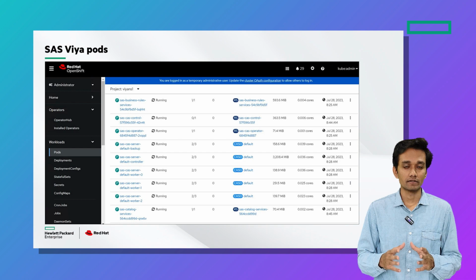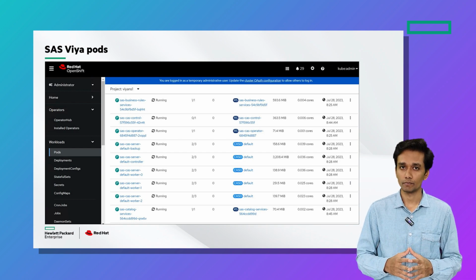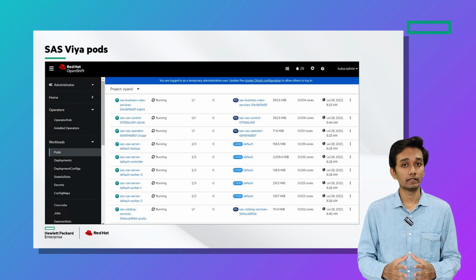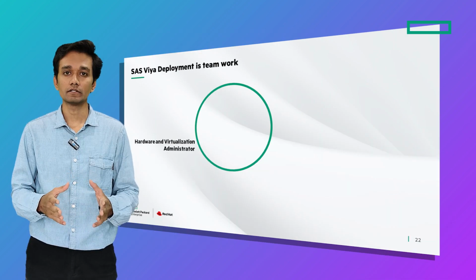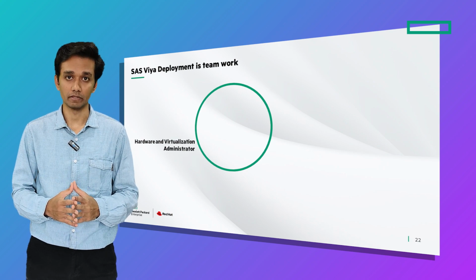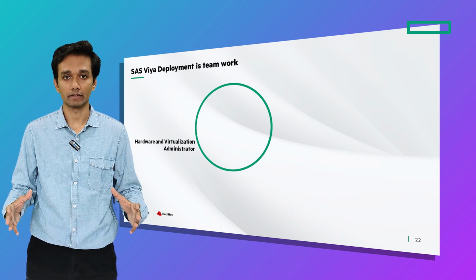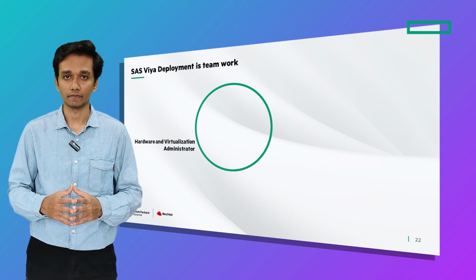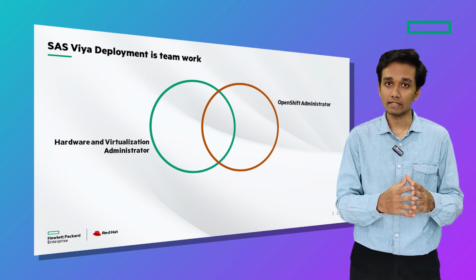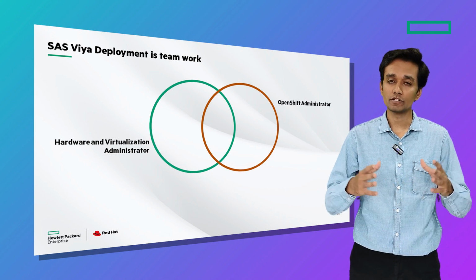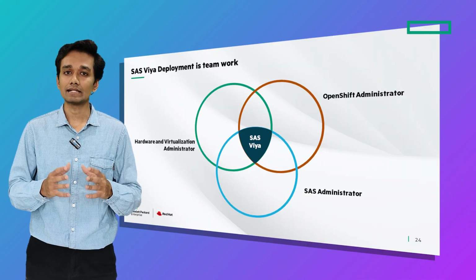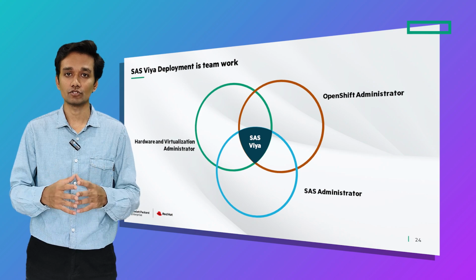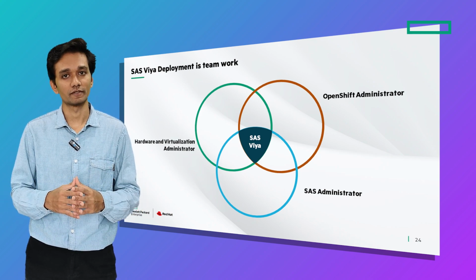As you can appreciate, SAS Viya deployment can be a fairly complex process. Ideally, SAS Viya deployment requires three teams or individuals. First are the hardware and virtualization admins who create the infrastructure layer and the virtualization layer on top of it. Then come the Kubernetes administrators who create the OpenShift cluster on top of the vSphere cluster. And third are the SAS admins who deploy the SAS Viya software on top of Red Hat OpenShift.